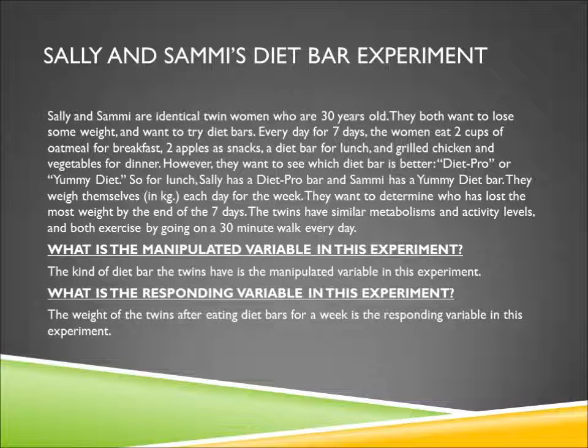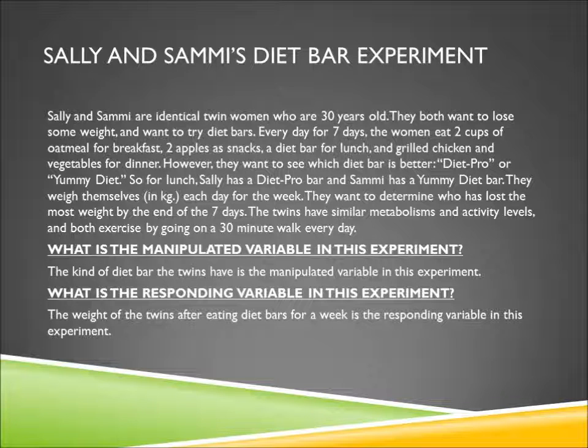They both want to lose some weight, and they're 141 pounds, as you can see in the next representation. But they want to lose weight even more. So they both want to lose some weight, and they want to try diet bars. Each day for 7 days, the women eat 2 cups of oatmeal for breakfast, 2 apples as snacks, a diet bar for lunch, and the diet bar is obviously the most important, and grilled chicken and vegetables for dinner.